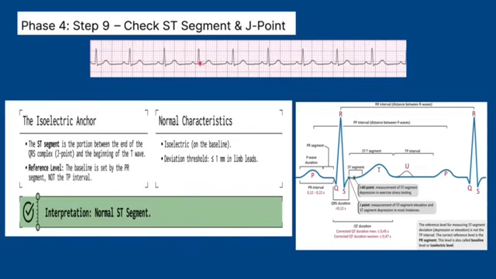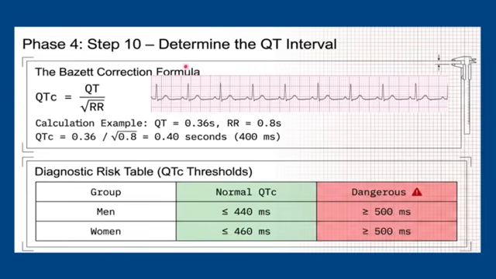Then, step 10, and the final one, determine the QT interval. QT interval starts from the start of the QRS complex to the end of the T wave. It represents ventricular depolarization and repolarization together, which is the whole ventricular action potential. Because it could be affected by the heart rate, if there is tachycardia or bradycardia, we use this formula to calculate the corrected QT interval.